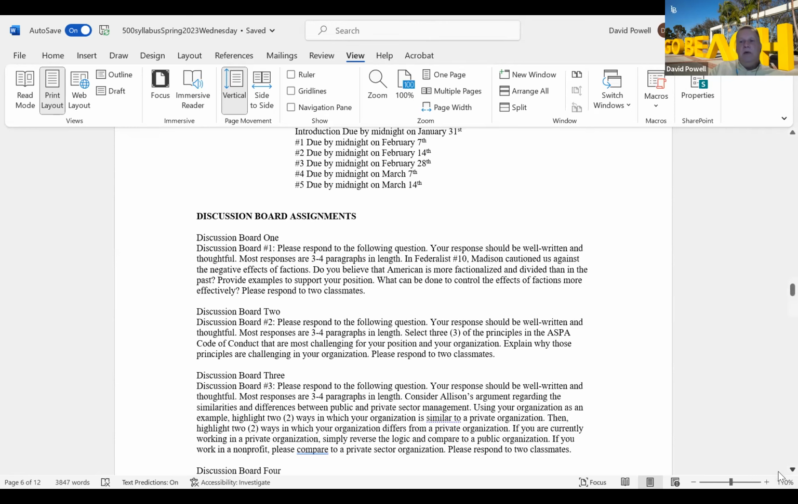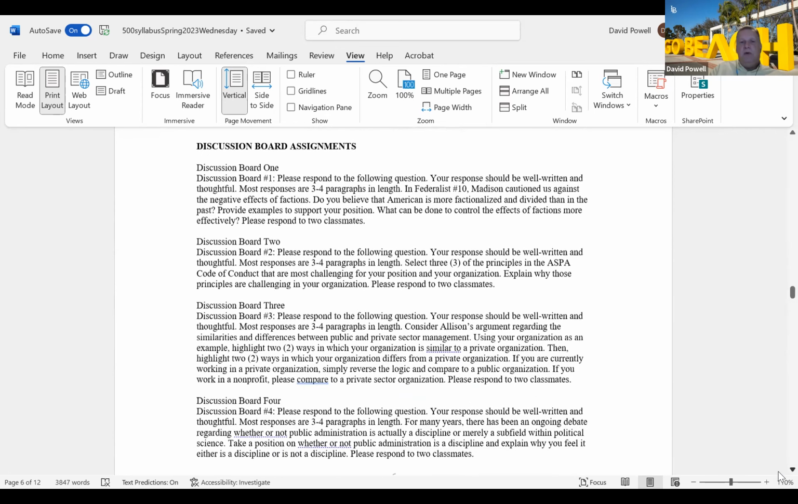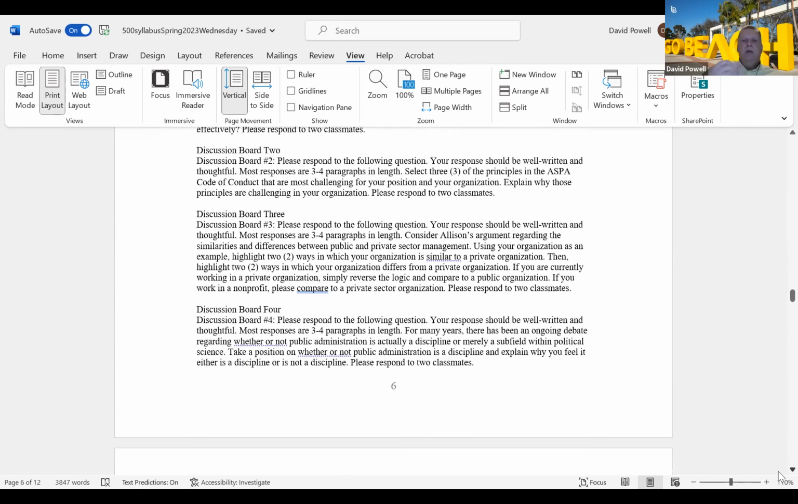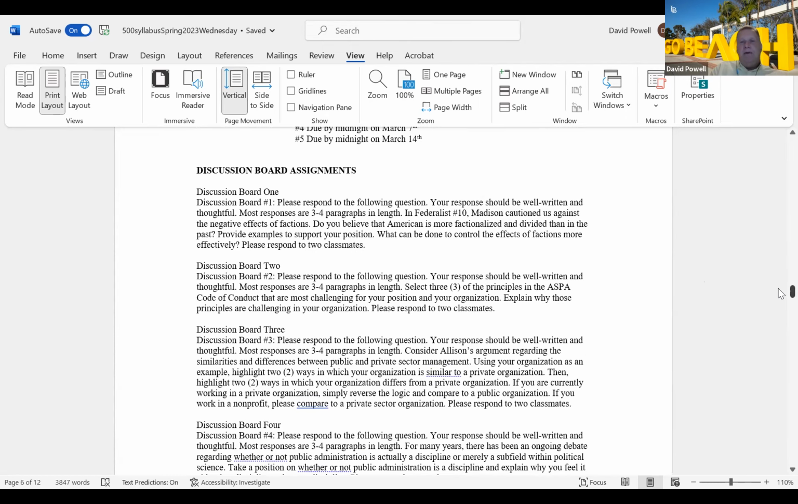Now, I've listed all the other discussion boards there, their topics. We're not going to go through them all, but you'll see 2, 3, 4, and 5 listed there. They're also listed in our Canvas site, and they're in the discussion board area for your ease of one-stop shopping. But those are your graded Canvas essays.